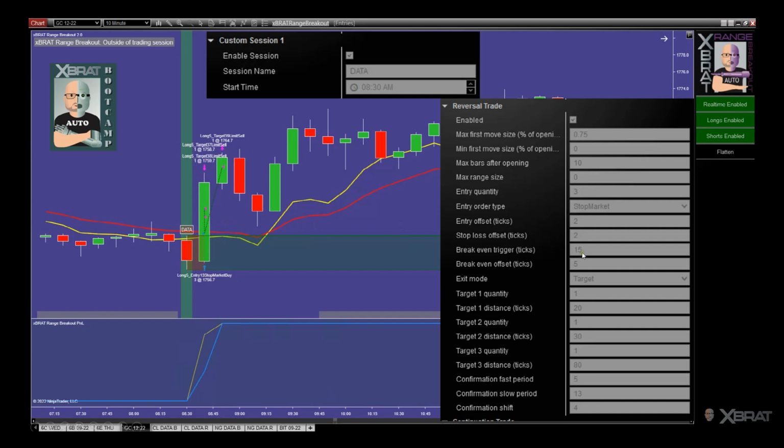Break even trigger was at 15 ticks. So as soon as we moved through 15 ticks, my stop was placed at 5 ticks, locking in $150 worth of profit there because I've got 3 quantities. So again, we're in the target mode here. So the first contract was taken off at 20 ticks, giving me $200. The next contract was taken off at 30 ticks, giving me $500 in total. And then the next one was taken off at 80 ticks. So that's a $1,300 trade in less than 20 minutes.